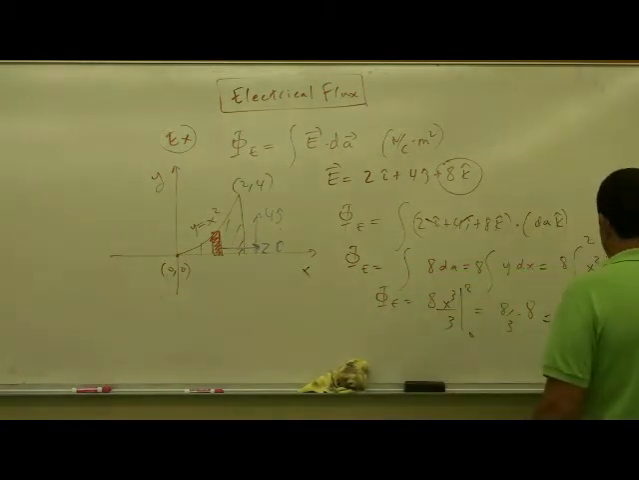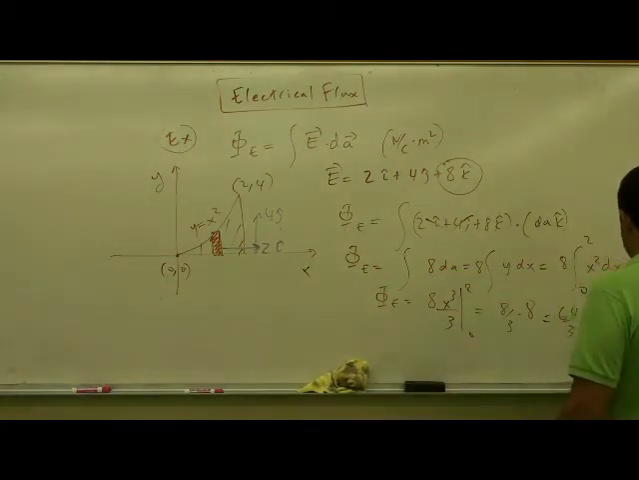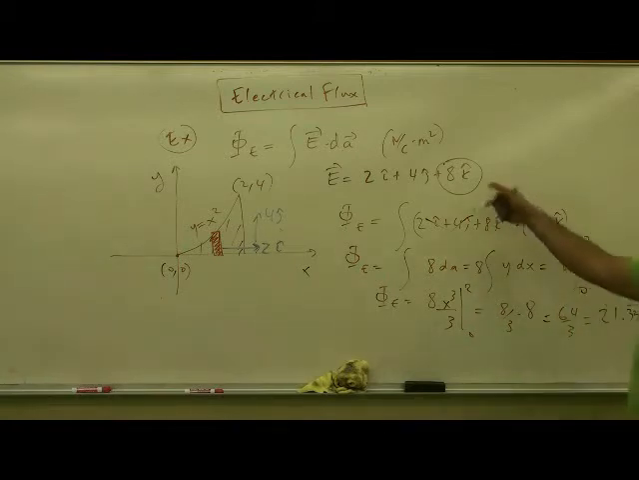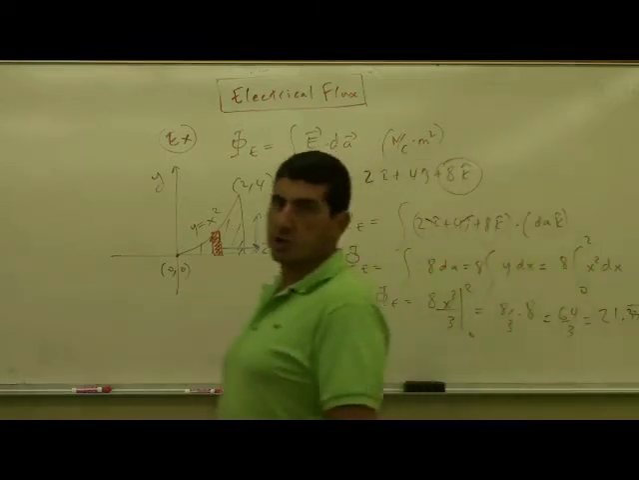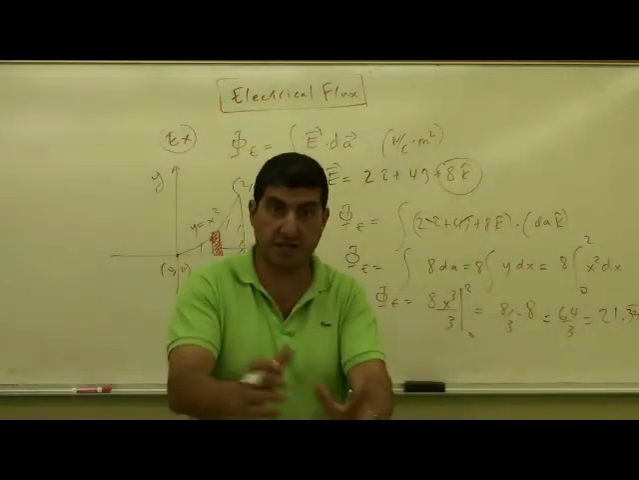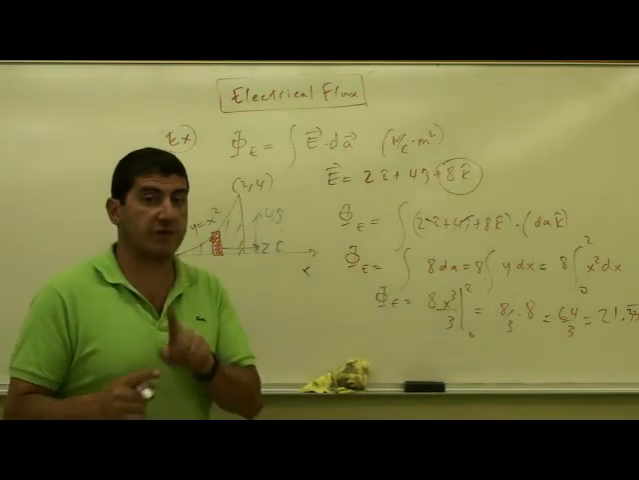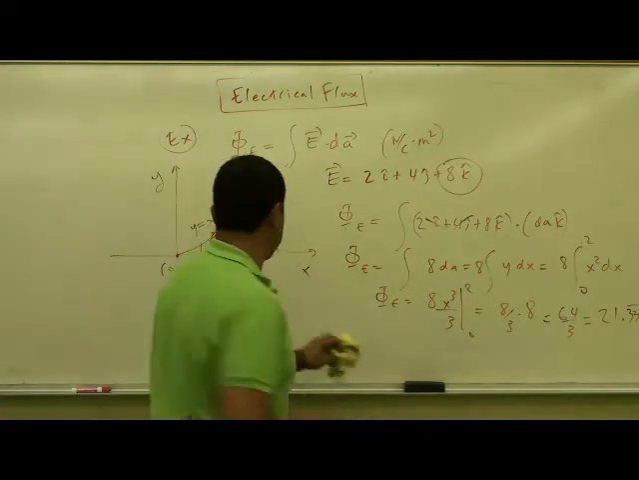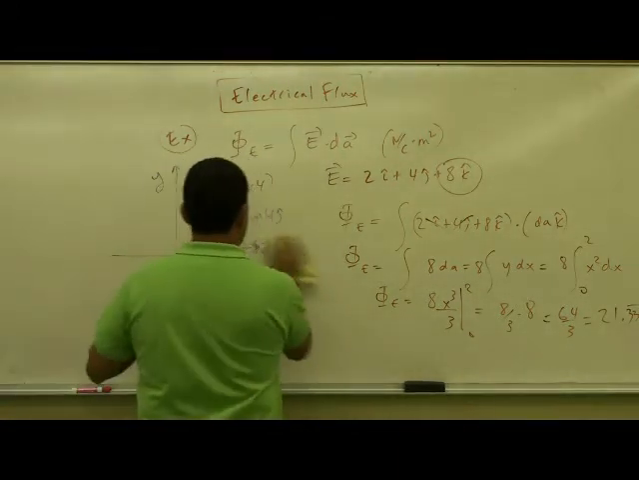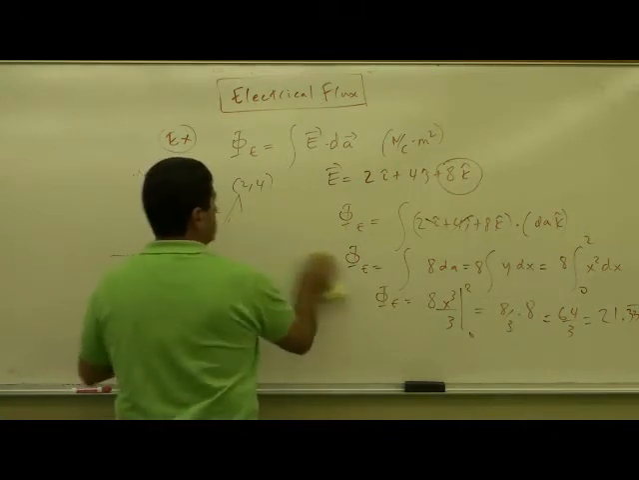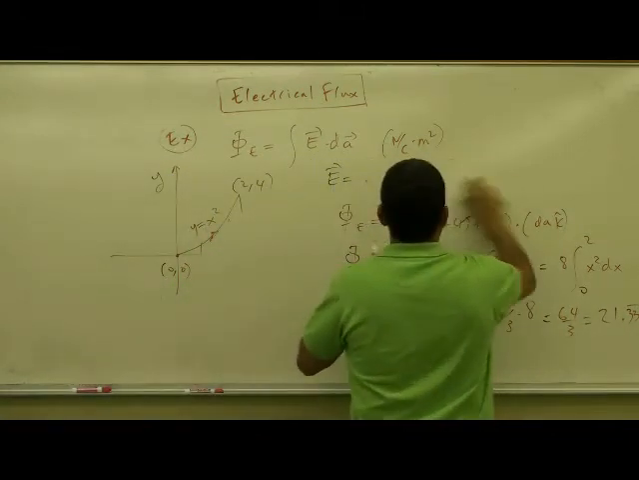Which is 21 and 1/3, repeating threes, and that's in units of Newton per Coulomb meter squared. So you can see an example there of the electrical flux. This is for if the electrical field is constant. What if the electrical field is not constant? What would happen? So let's say you had something weird looking like this.